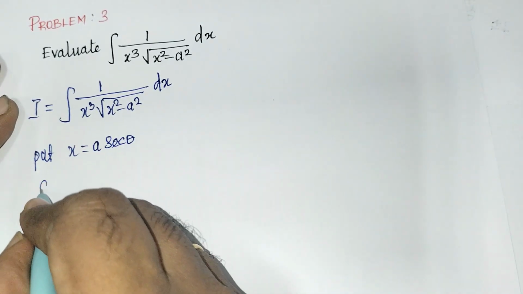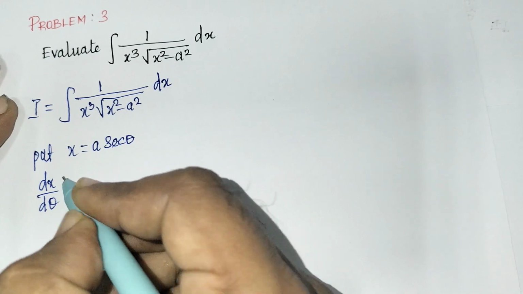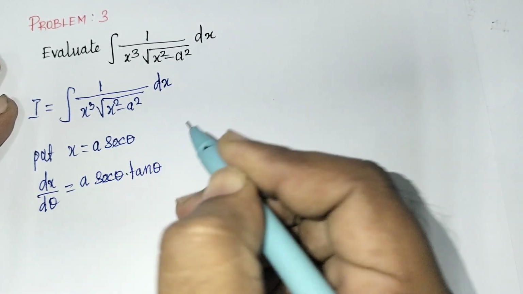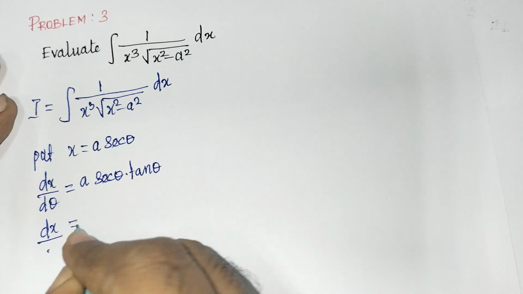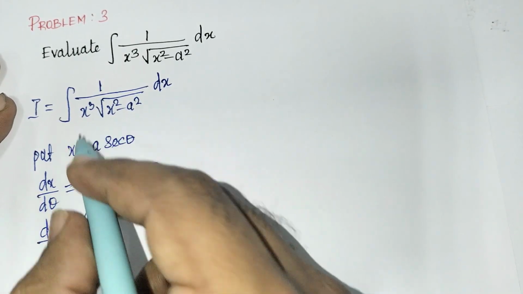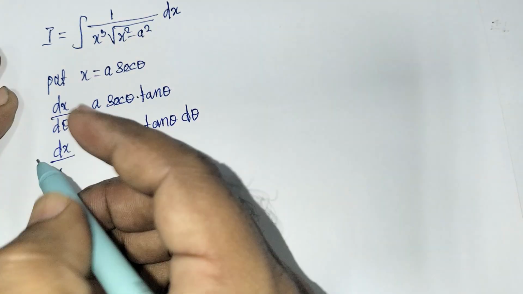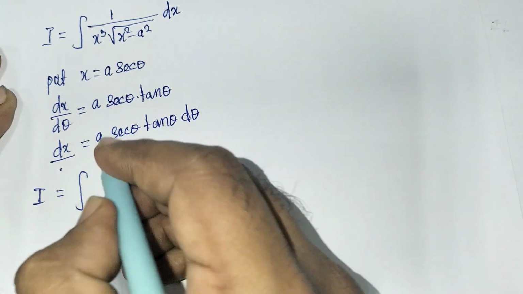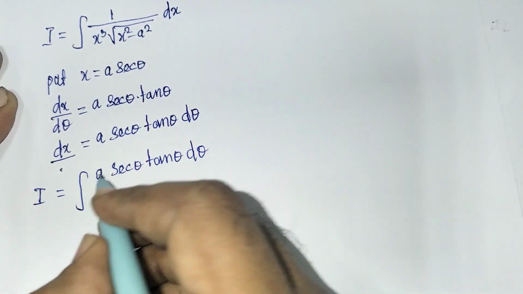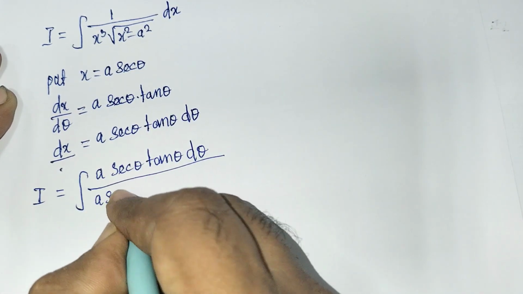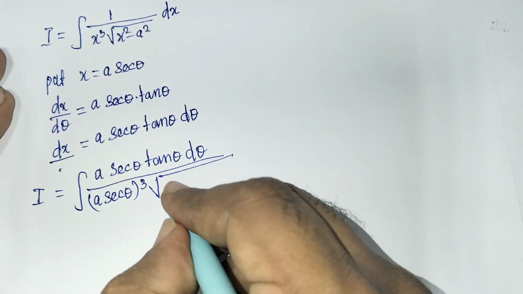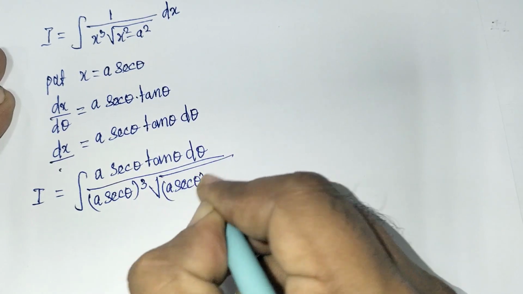Okay. This time I am going to differentiate with respect to theta. Dx divided by d theta equal to a into the differentiation of secant theta, which is secant theta into tan theta. Okay. So I'll write dx equal to a into secant theta into tan theta into d theta. So now I'm going to substitute all the values in our integral term. Okay. So I equal to integral of dx, I will write a into secant theta tan theta into d theta divided by x cube, I will write a into secant theta whole cube, and the square root of x square minus a square, that is a secant theta whole square minus 1.